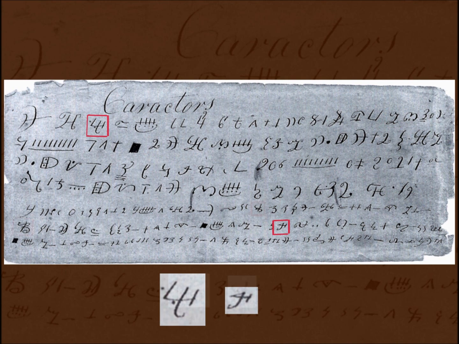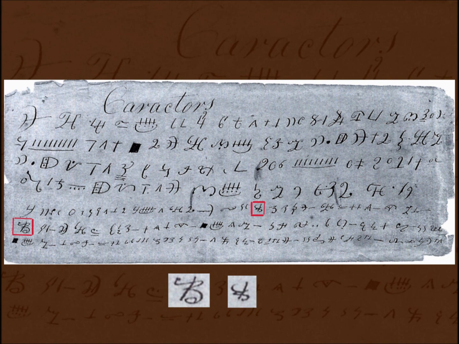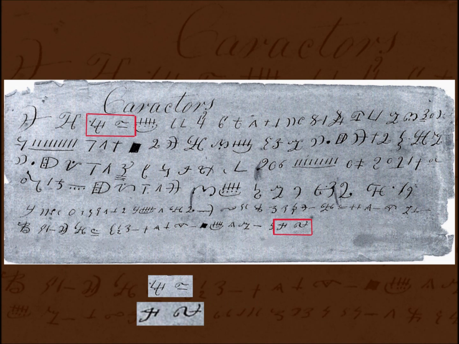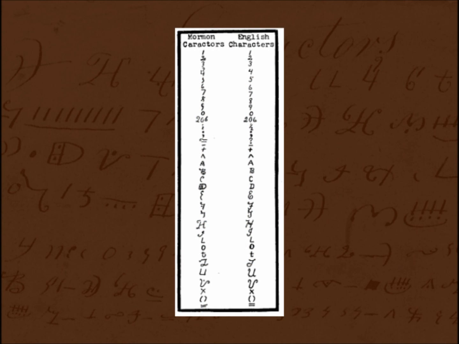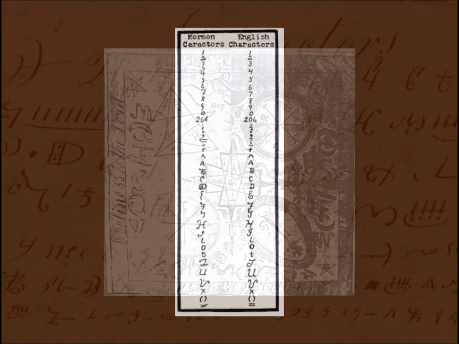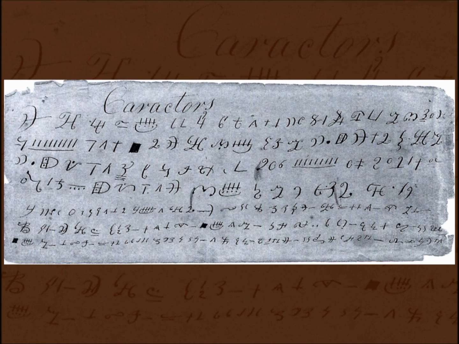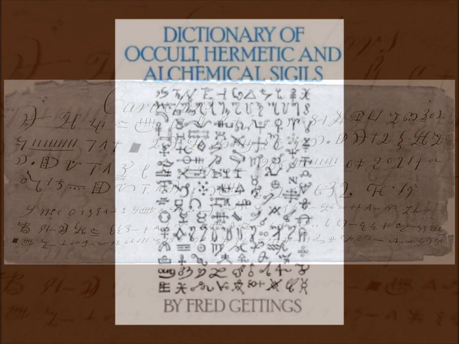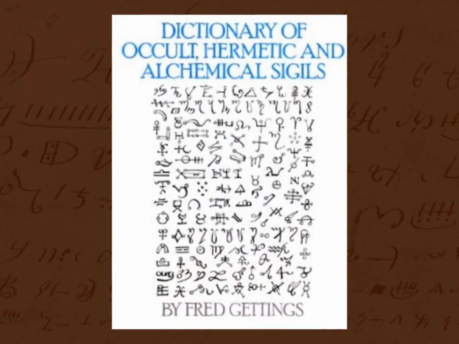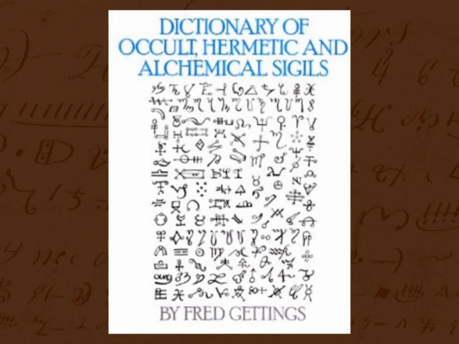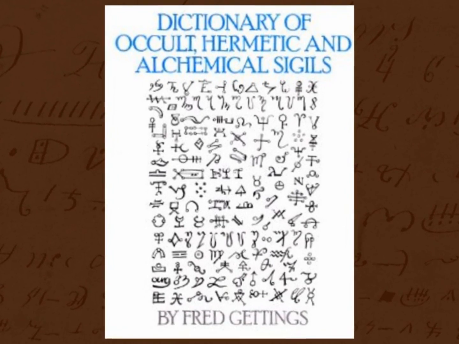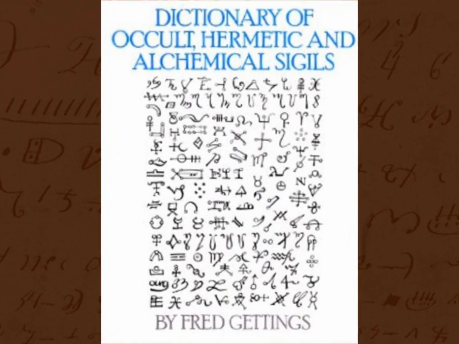In focusing on areas of repetition, we have seen what appears to be intentional alteration of characters to disguise repetition and create artificial variety. We have also seen how the vast majority of the characters have affinity with English, numbers, and magic. It seems clear to me that what we have in this document is what Fred Gettings described in his magisterial Dictionary of Occult, Hermetic, and Alchemical Sigils as personal and fanciful characters or doodles.